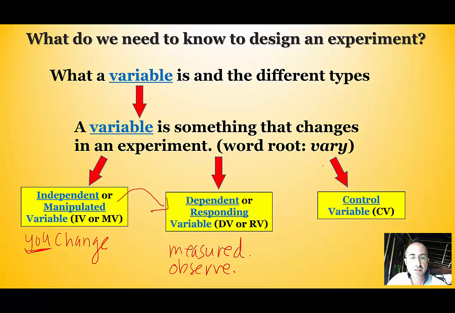But what a control variable is, is basically a variable that has the absence of a treatment. Now, what do I mean by this word here? What do I mean by a treatment?